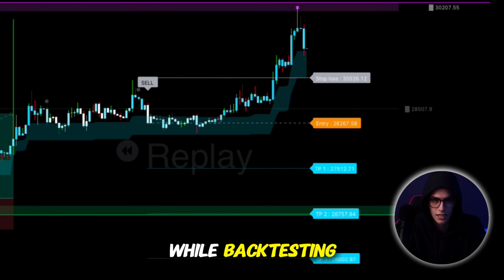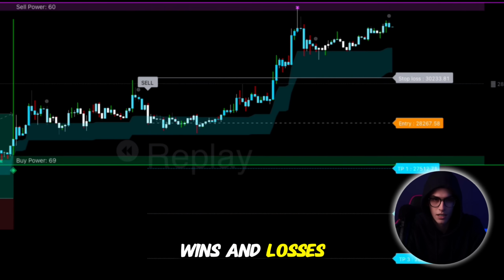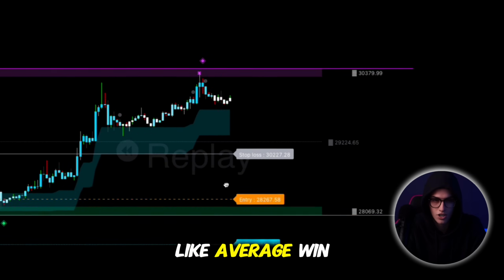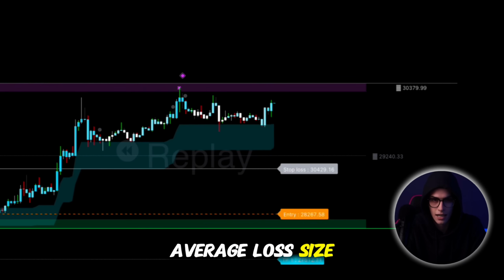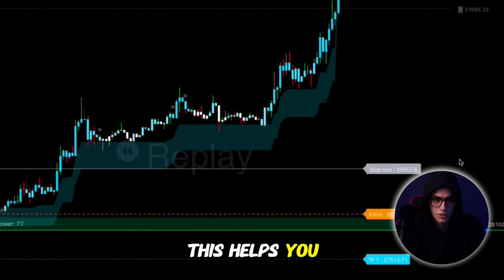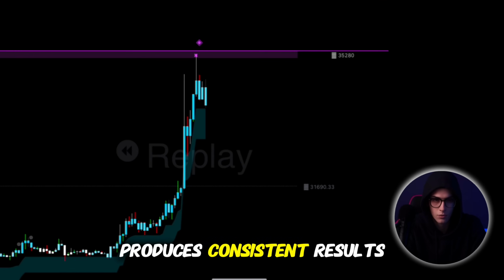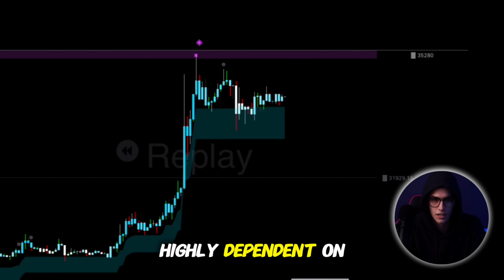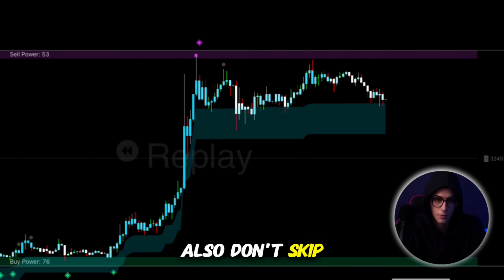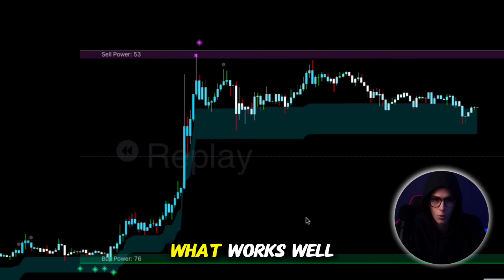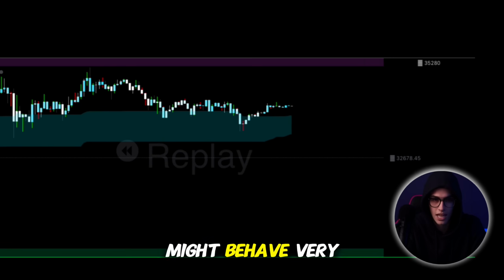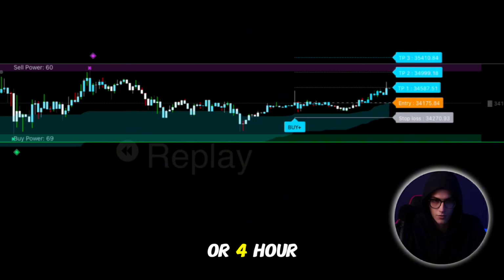While backtesting, it's important to record not just wins and losses, but also factors like average win size, average loss size, and maximum drawdown. This helps you see whether the strategy produces consistent results or whether it's highly dependent on a few big trades. Also, don't skip testing across multiple time frames. What works well on the 1-hour chart might behave very differently on the 15-minute or 4-hour chart.